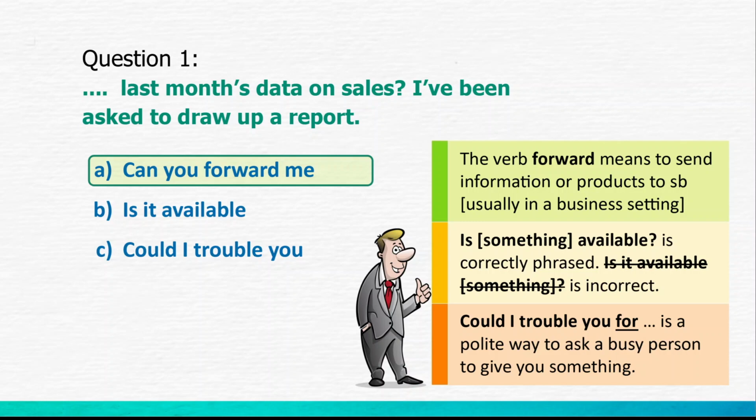You could say, "is last month's data available?" But it's not correct to say, "is it available something?" And what about C? Well, "could I trouble you for" something is a nice phrase to ask a busy person to do something for you, to send you something maybe, or to tell you something. But we need to say "for". So you could say, for example, "could I trouble you for the specifications of the model that we were discussing this morning?" So now let's go on and take a look at the second question.